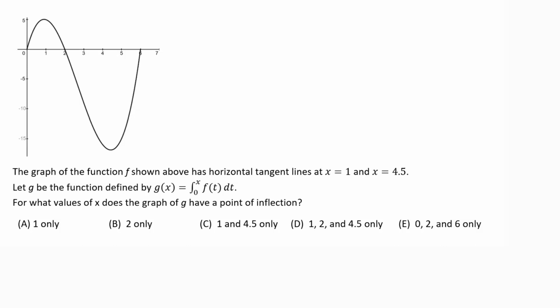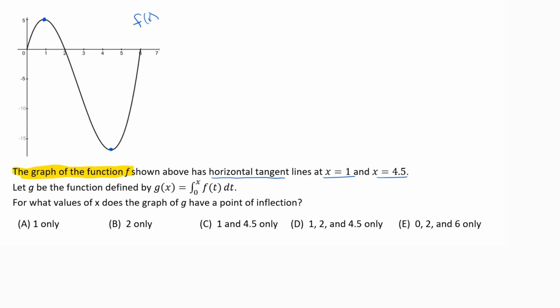So first things first, when I see a graph, I always want to know what that graph is. So what we're looking at right now is the graph of the function f. So this graph up here is our f of x graph. Then they give us some horizontal tangent lines at 1 and 4.5. So that's telling me that there's a horizontal and there's a horizontal.